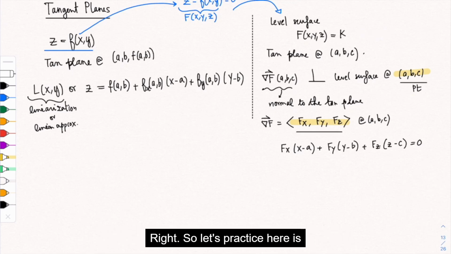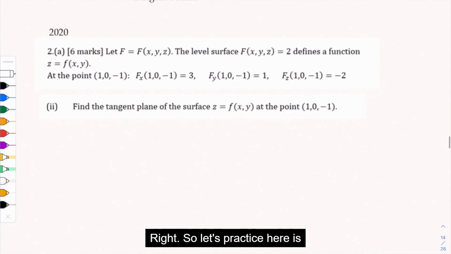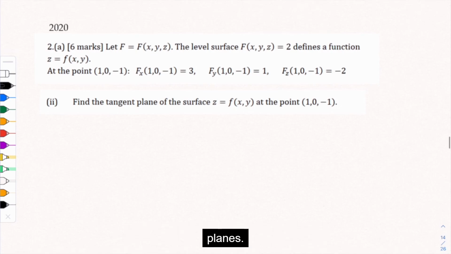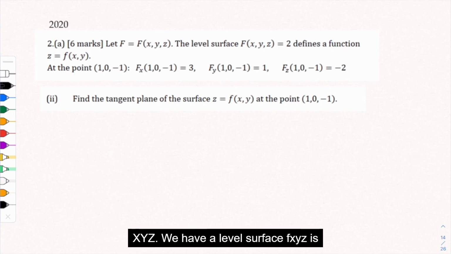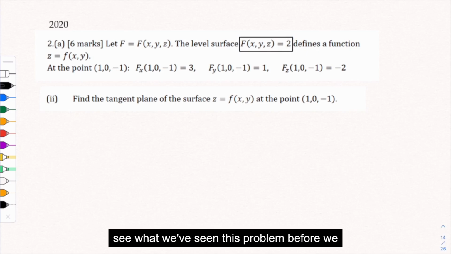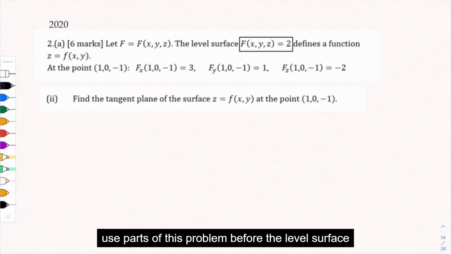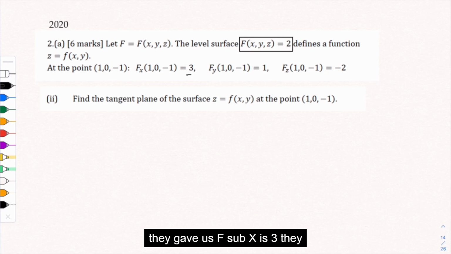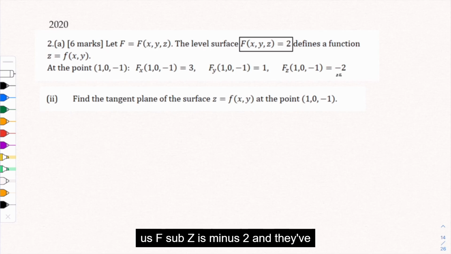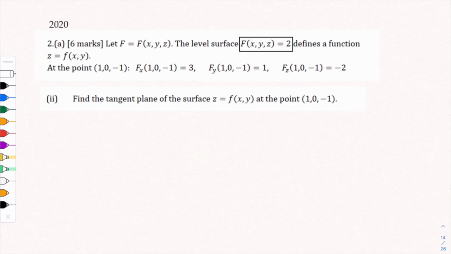Right? So let's practice. Here's what they asked in 2020 for tangent planes. Let f be a function of x, y, z. We have a level surface f(x,y,z) equals 2. See, we've seen this problem before. We used parts of this problem before. The level surface defines a function z equals f(x,y). Again, we used part I before. They gave us f sub x is 3, f sub y is 1, and f sub z is minus 2. And they've asked us to find the equation of the tangent plane.